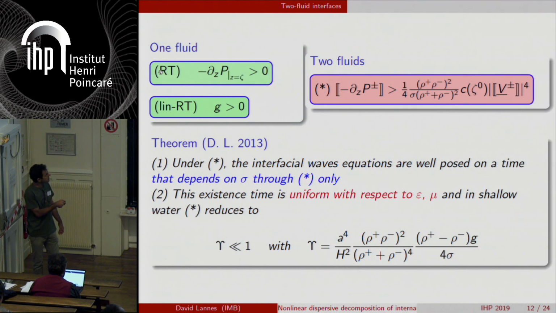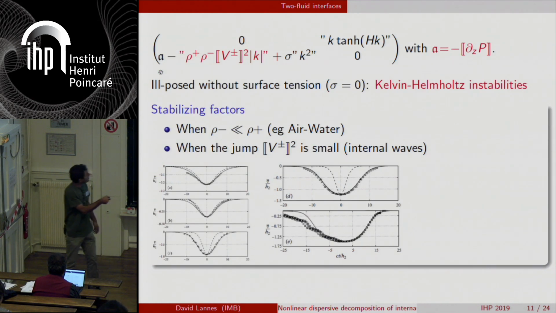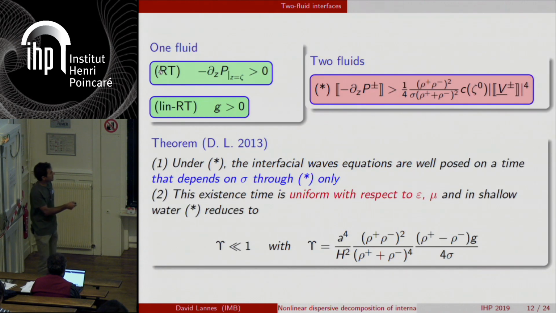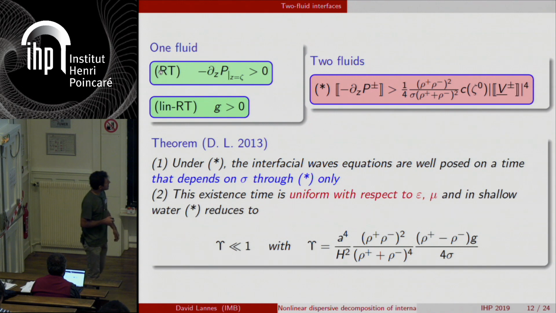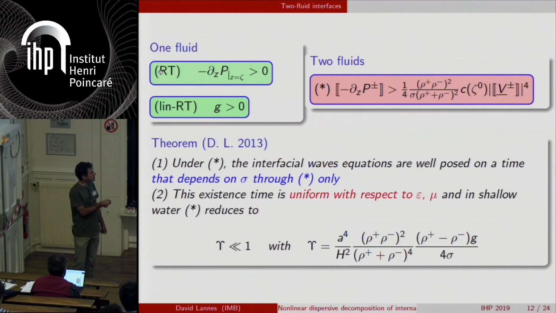And you see, for instance, the influence of the amplitude: if you have an amplitude which is too large, as in the graph that I showed you here, then this criterion might not be satisfied and you have Kelvin-Helmholtz instabilities. But you see that surface tension is absolutely necessary. When surface tension is 0, then this is infinite and this will not be true.